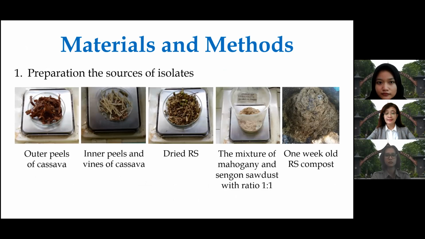Nadine, please. Thank you, Profita. The next slide is about materials and methods. The first step was the preparation of the sources of isolates. Sources of isolates of lignocellulosic microorganisms and general bacteria were obtained from the outer peels of cassava, inner peels and fines of cassava, dried rice straw, the mixture of mahogany and sengon sawdust with ratio 1:1, and 1-week-old rice straw compost. For the 1-week-old rice straw compost, the sample was taken from the center of the compost pile when the temperature reached about 60 degrees Celsius.